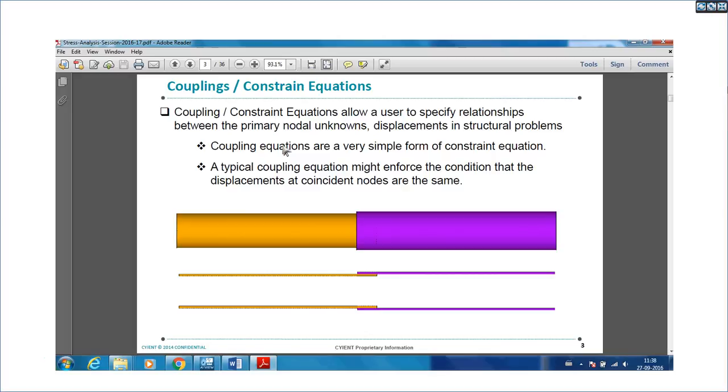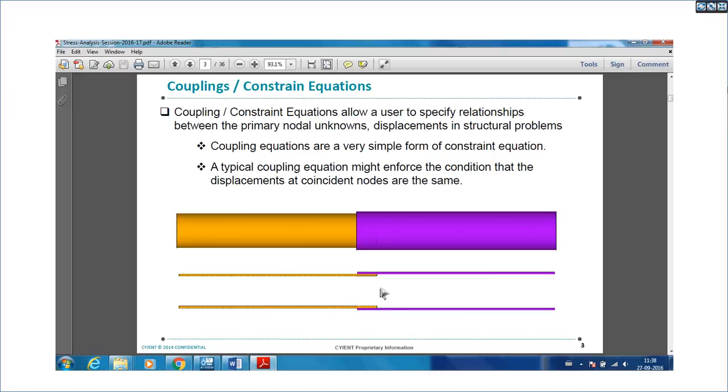So what we need to tell is, if you see here, there are two components here. There are two tubes. We take this cross section. There is an overlap between the two tubes. In actual physics, they are together. But how do we simulate this? One option is you can put contacts, or you can use couplings or constraint equations.